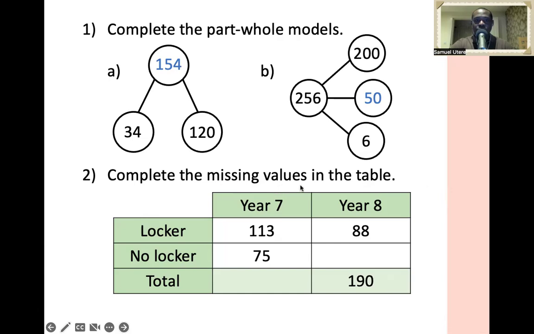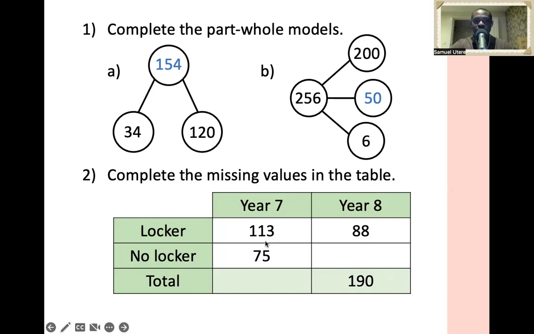Next, we're asked to complete the missing values in the table. This is to help you recall what you learned in our previous lesson about two-way tables. The one that is easiest to start with is this one, because remember what we said: you always start from the column or the row that has just one value missing. Here, we just have one value missing, right?